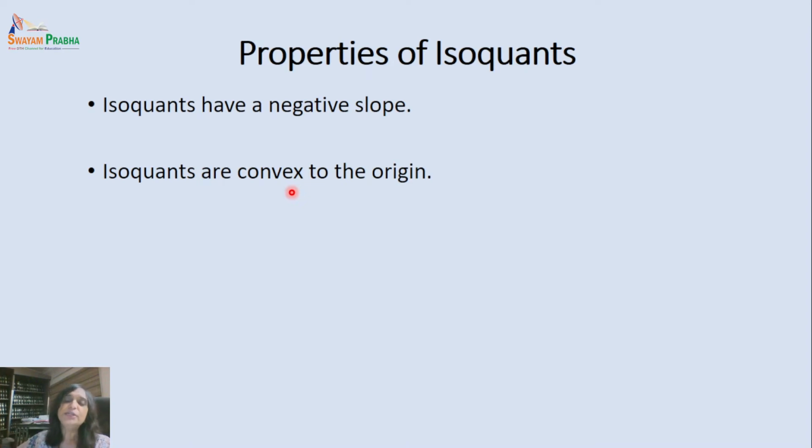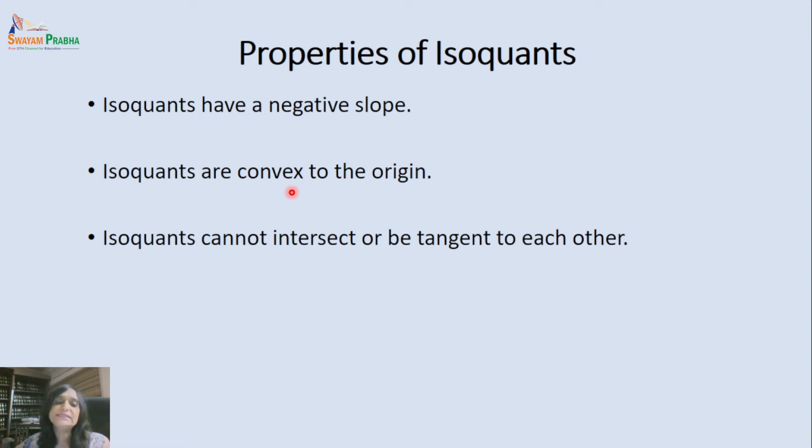So if initially for one extra unit of labor that you are taking, you were reducing 5 units of capital, later on as you have more and more labor, this reduction in capital will decline. That is, for the second unit, maybe you are not willing to give up 5 units of capital. Maybe you are willing to give up 4 units of capital. Why? Because labor and capital are not perfect substitutes to each other. Therefore, isoquants are convex to the origin.